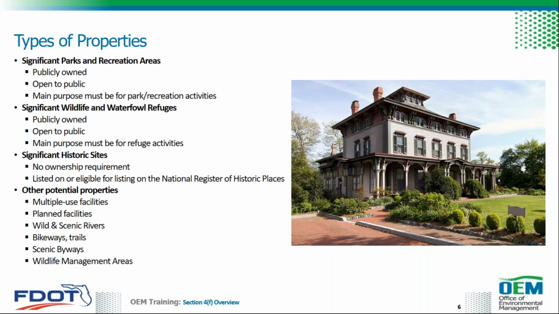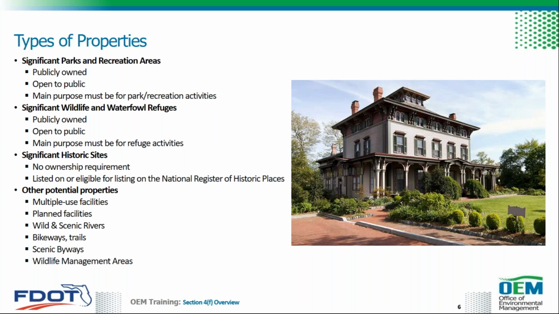So in order to determine if a property's purpose is significant, you'll have to review its master plan or its management plan if they exist, or you will definitely have to consult with the official with jurisdiction, or OWJ, over the land. And the OWJs are the agencies or municipalities that own or administer the property.